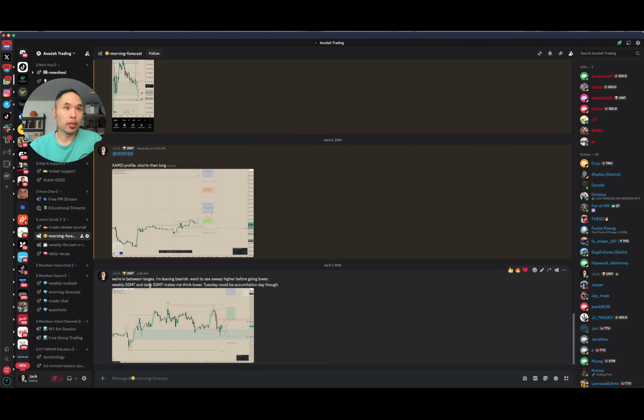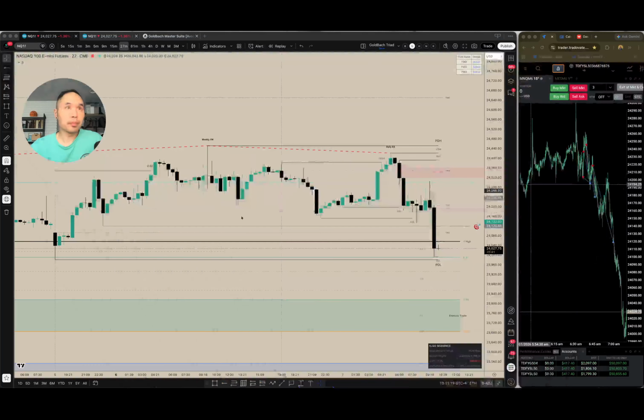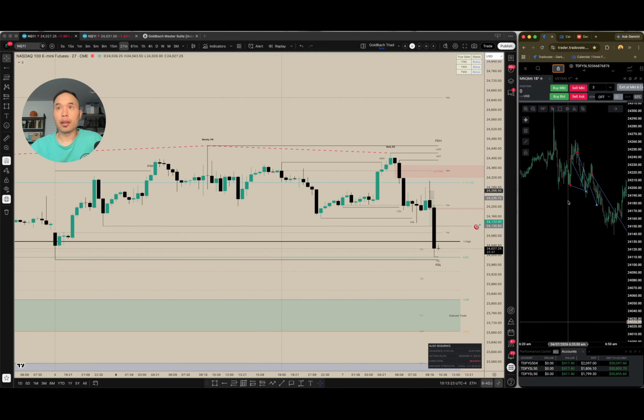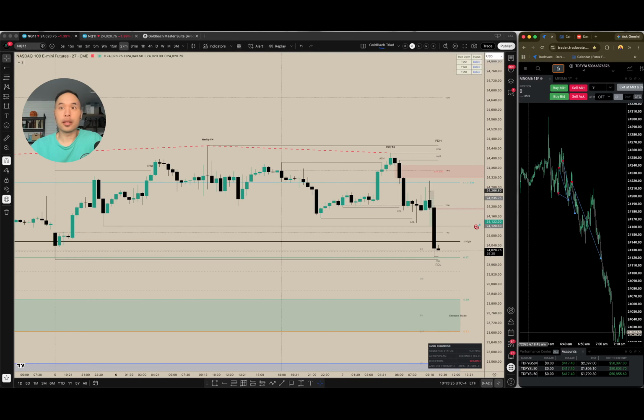So I said we're in between ranges. I'm leaning bearish. Want to see a sweep higher before going lower. Weekly SMT, daily SMT makes me think lower. Tuesday could be accumulation day though. So that's just kind of what I was thinking. And then once we got into the market, I started seeing that type of price action.